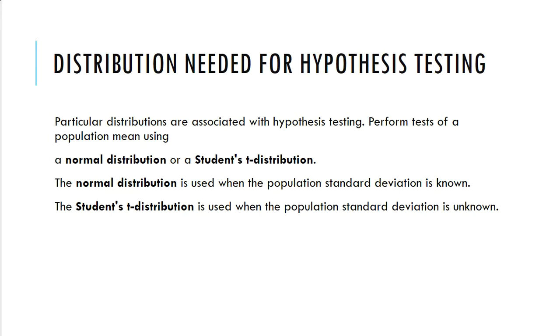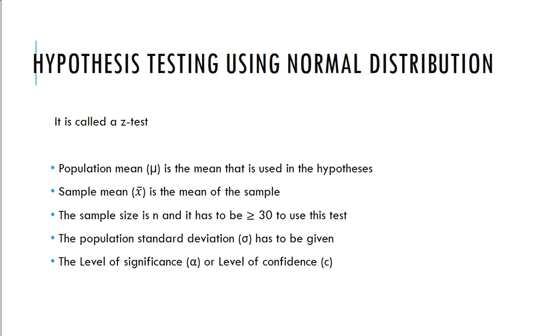To perform tests on a population mean, you're going to use either a normal distribution or a student t-distribution. A normal distribution is used when the population standard deviation is known. This is also known as a z-test. Remember z-score from before? This is what we're doing. A student t-distribution is used when the population standard deviation isn't known. So again, normal distribution is when you know your population standard deviation. A student t-distribution is when you don't know your population standard deviation.